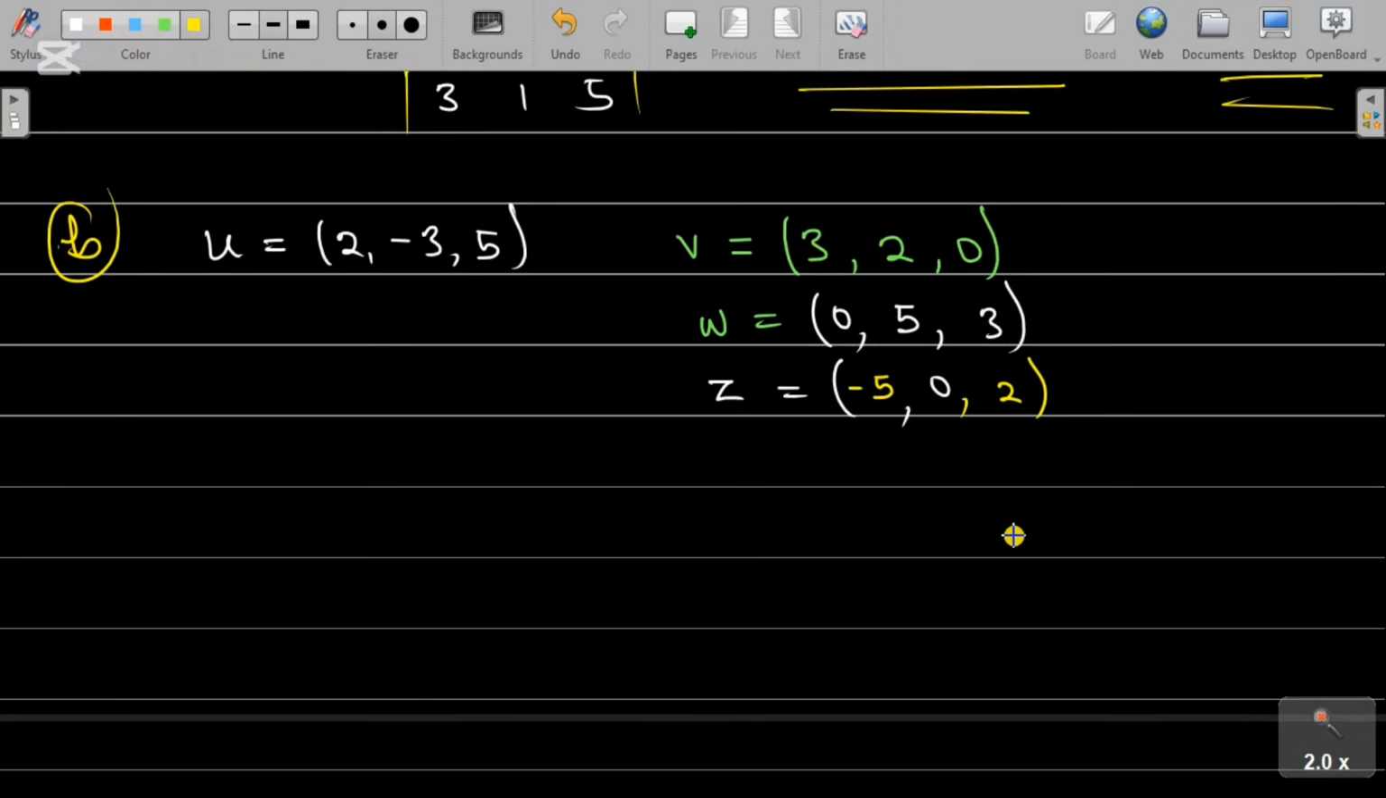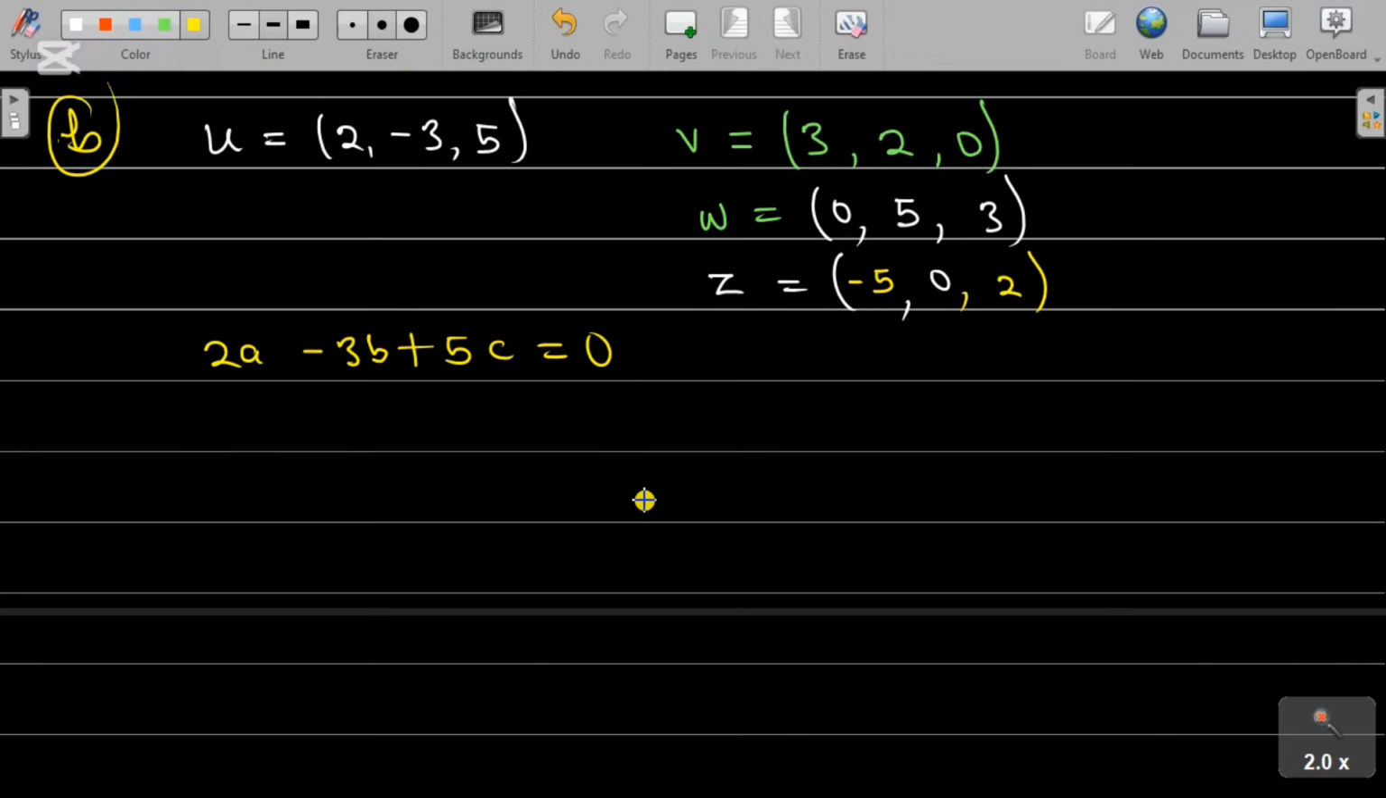Otherwise, there is a hint they have here in your material, and the hint says that you should solve the equation 2a minus 3b plus 5c equal to 0. And how did they get that? They just gave coefficients or variables to these vector values here and equated it to 0. Of course, in solving this you will definitely get what you want.